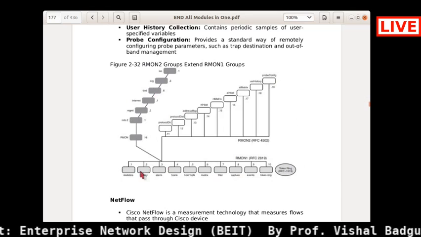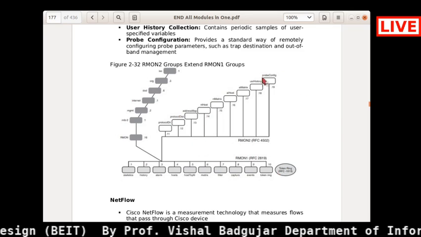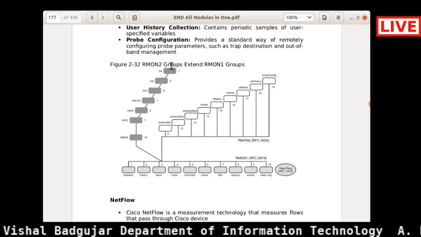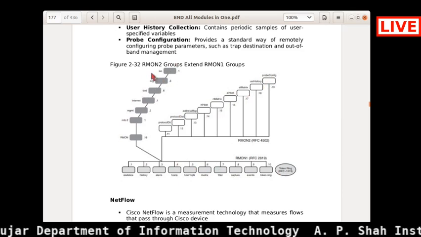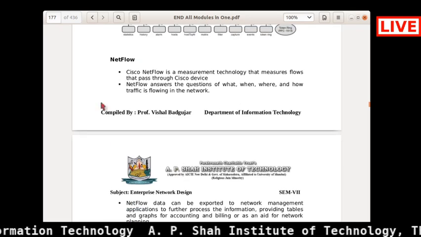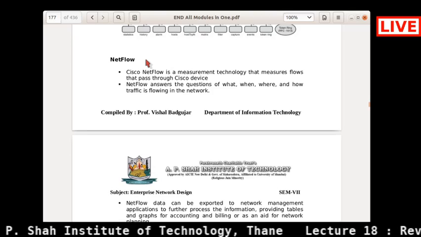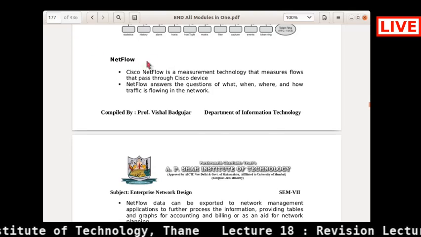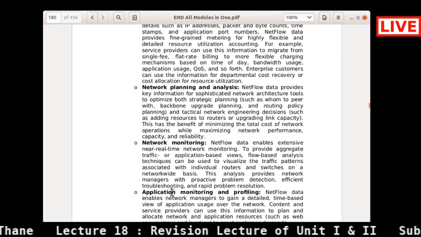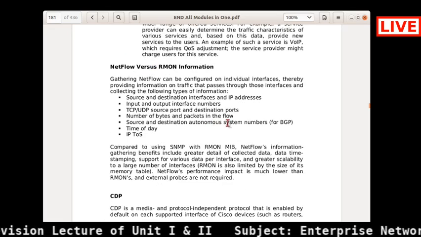So this is the RMON 1 groups, and this is the RMON 2 groups, and both groups work together with the help of this MIB, right? And the MIB structure is ISO ORG DOD Internet Management MIB2, right? NetFlow is useful to analyze the traffic between Cisco devices, right? Okay, so these are some applications of NetFlow that you must also go through.